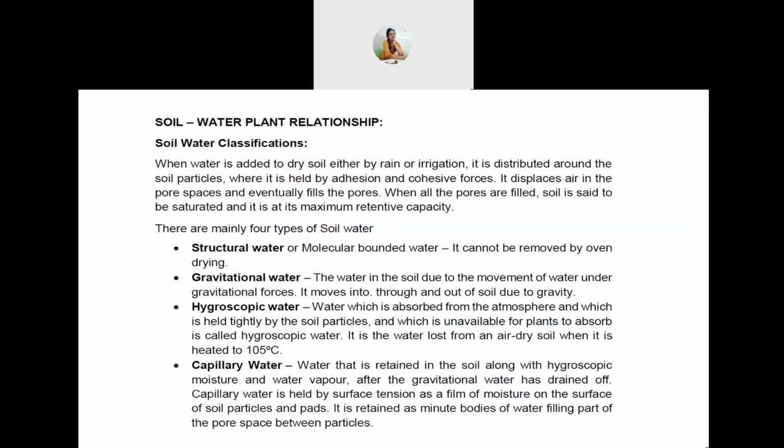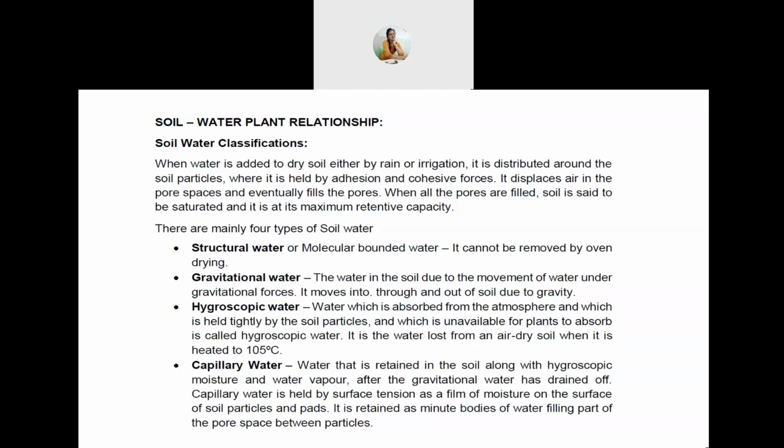Structural water, or molecular bounded water, cannot be removed by oven drying. Gravitational water is the water in the soil due to the movement of water under gravitational forces. It moves into, through, and out of soil due to gravity. Hygroscopic water is water which is absorbed from the atmosphere and held tightly by the soil particles, and which is unavailable for plants to absorb. It is the water lost from an air-dry soil when it is heated to 105 degrees Celsius.